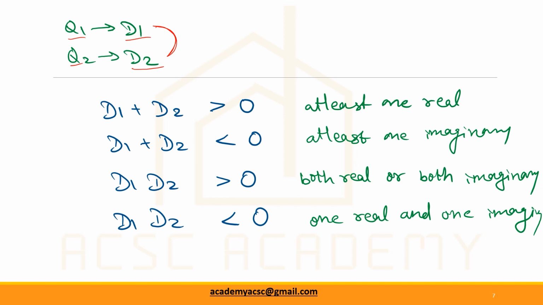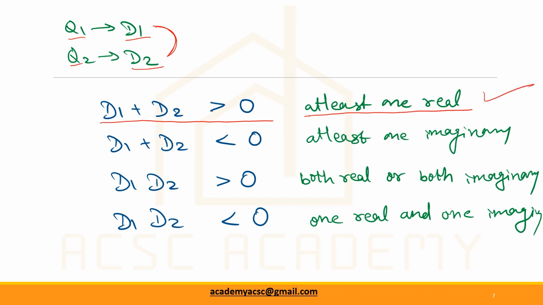This was the case that existed there. D1 plus D2 was positive. So if the sum of two numbers is greater than 0, then at least one of them has to be positive. So that implies that at least one of the quadratics will have real roots. That is what we did in that question.